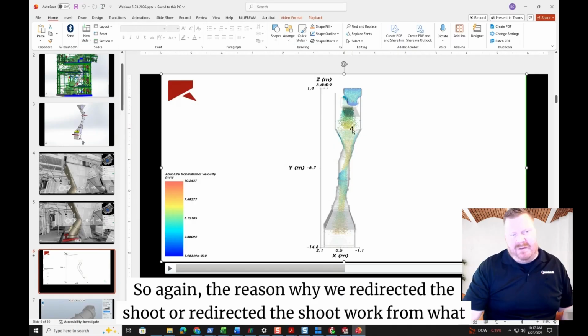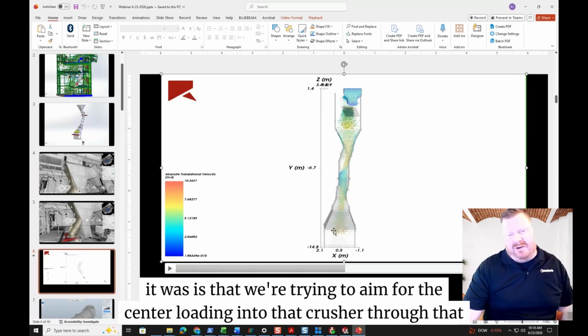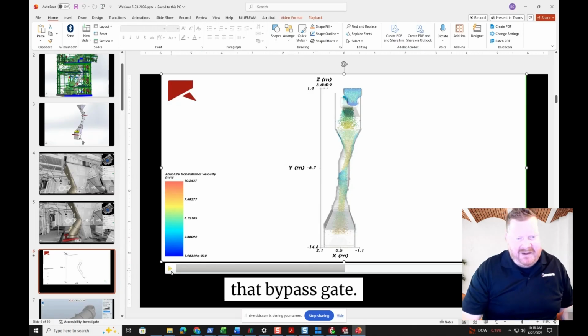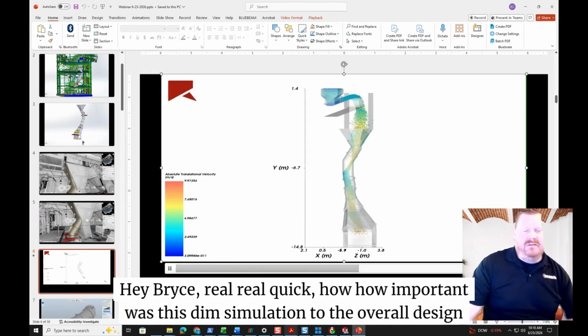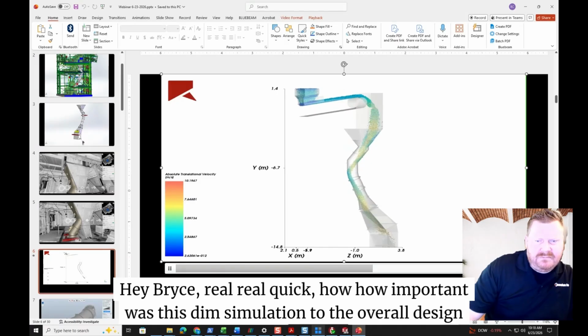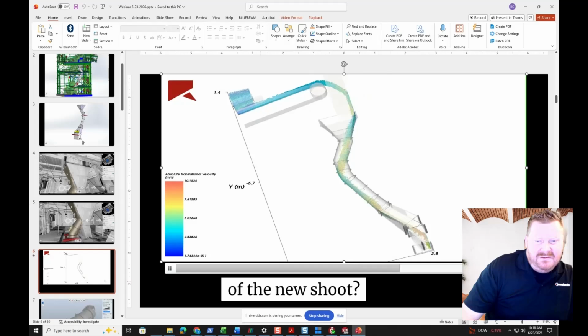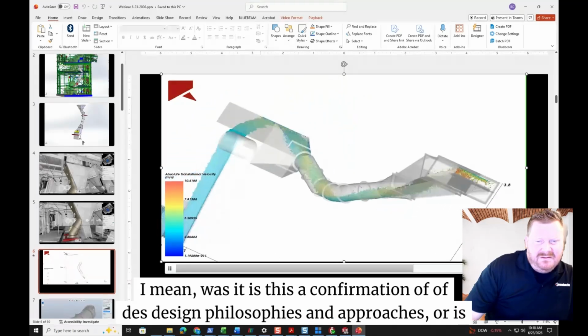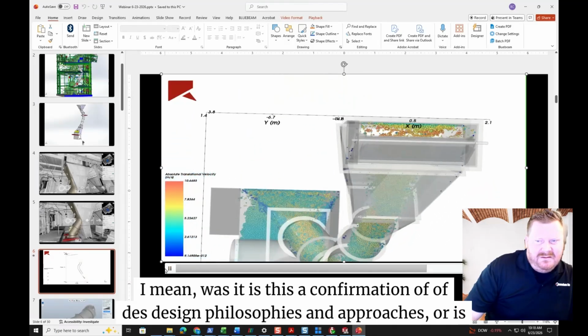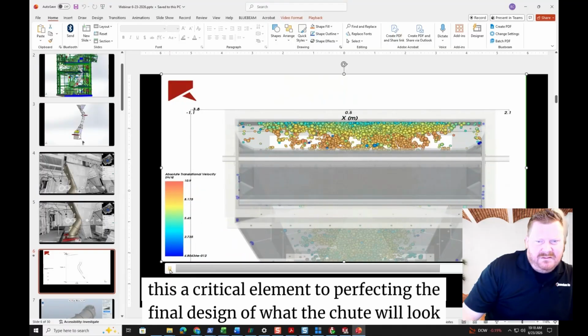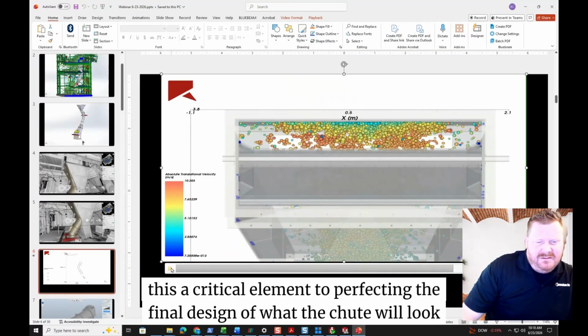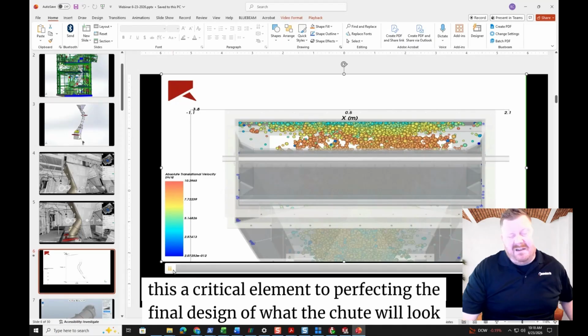So again, the reason why we redirected the chute work from what it was is that we're trying to aim for the center loading into that crusher through that bypass gate. Hey Bryce, real quick, how important was this DEM simulation to the overall design of the new chute? Is this a confirmation of design philosophies and approaches, or is this a critical element to perfecting the final design of what the chute will look like?